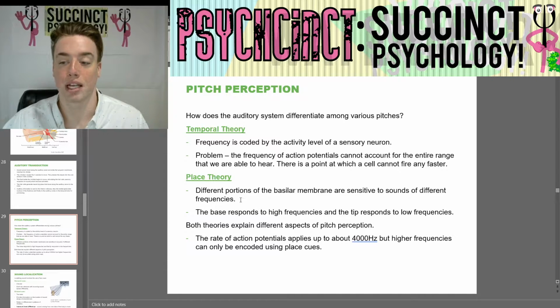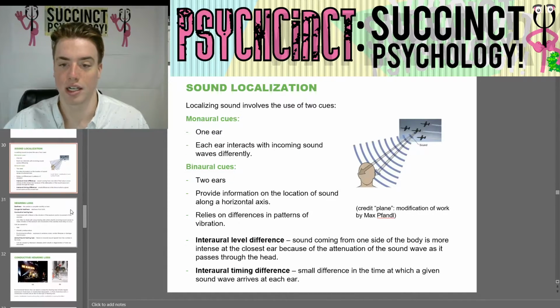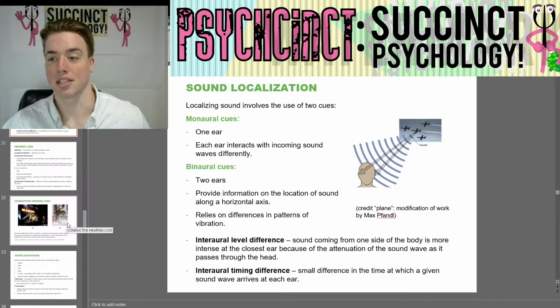Next, we have place theory. So different portions of the basilar membrane are sensitive to sounds of different frequencies. The base responds to high frequencies, and the tip responds to low frequencies. Both theories explain different aspects of pitch perception. So the rate of action potentials applies up to about 4,000 hertz, but higher frequencies can only be encoded using place cues.